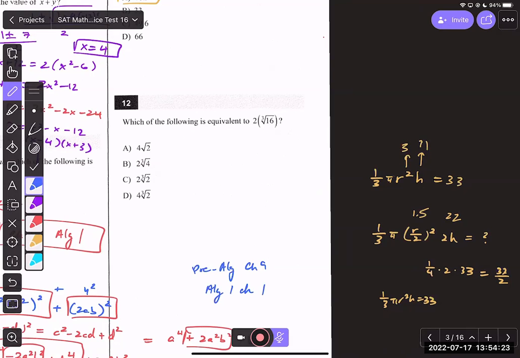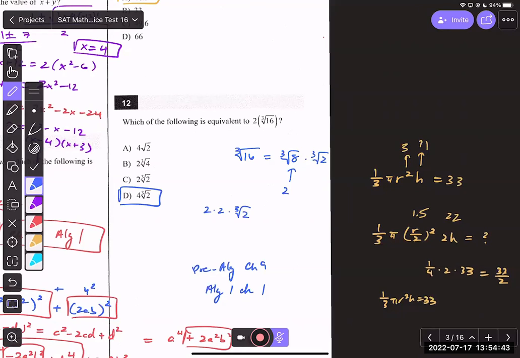But the idea here is we want to simplify this. Now, what you can do is look at the cube root of 16 as equal to the cube root of 8 times the cube root of 2. This guy right here, that's just equal to 2. So this is 2 times 2 times the cube root of 2, which is 4 times the cube root of 2, which is D. That's our answer here.